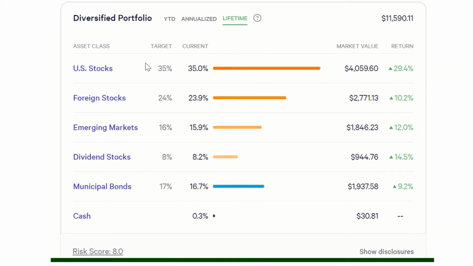Here you can see your portfolio, what their target is. Because the largest percentage is in U.S. stocks, of course, this is a more growth-oriented strategy.